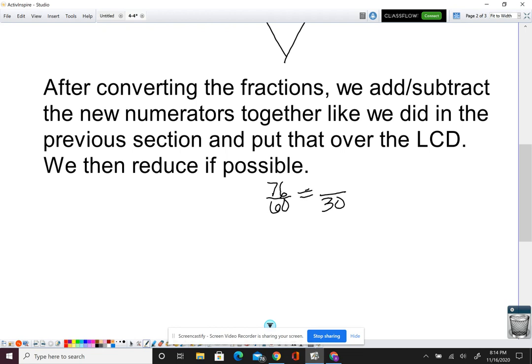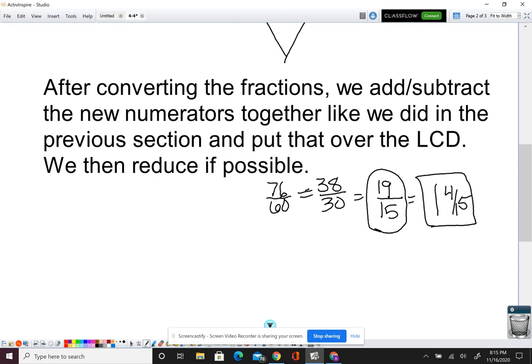2 goes into 76, 38 times. 2 still goes into both of those. So 2 goes into 38 19 times, and 2 goes into 30 15 times. So your calculator is going to either give you this answer, or it's going to give you the mixed number of 1 4/15. Either one of those is a correct answer.